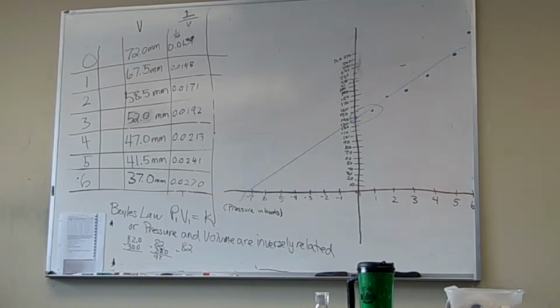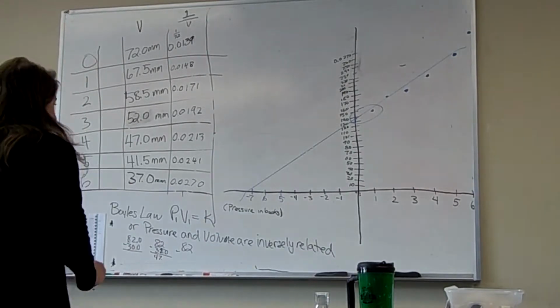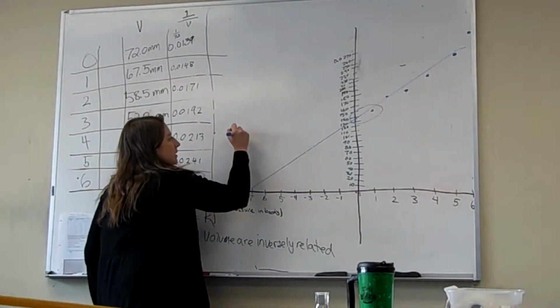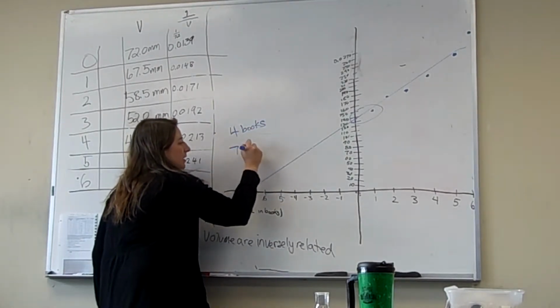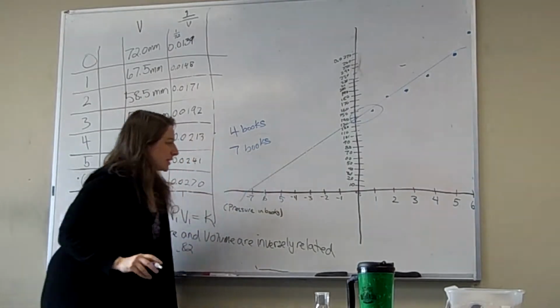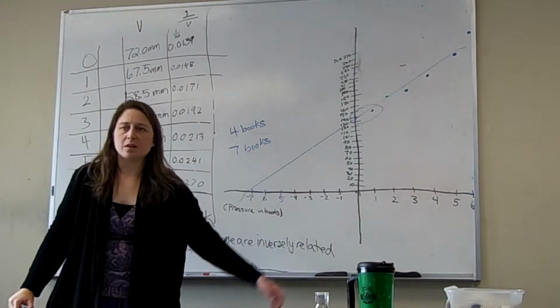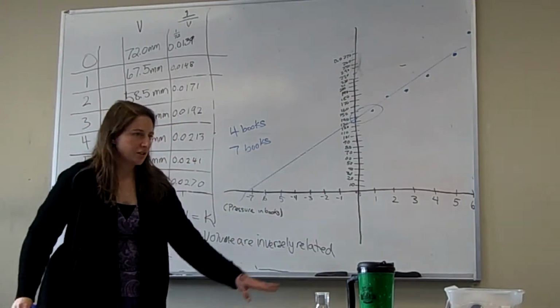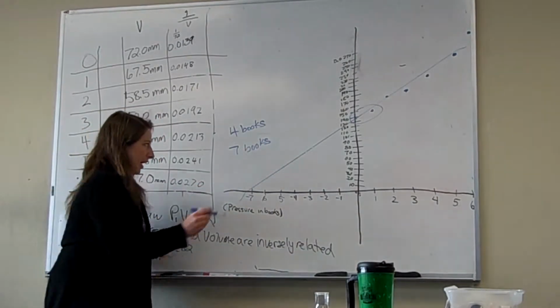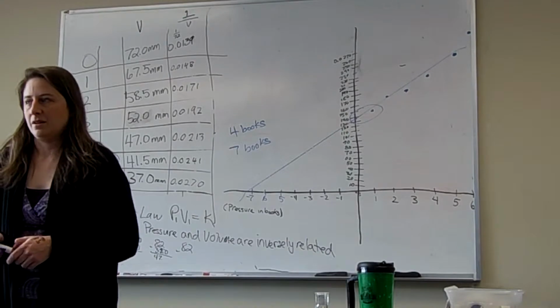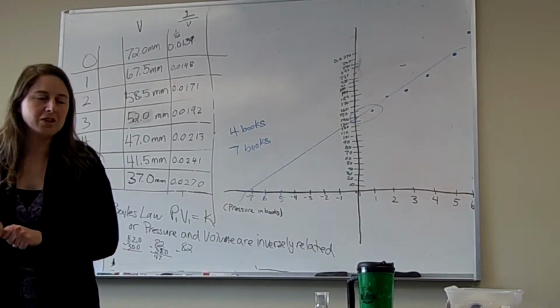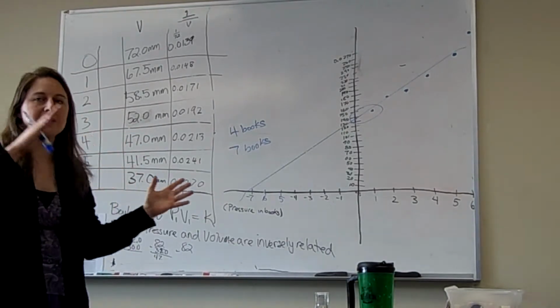All right, so some of you get about 4 books of pressure for atmospheric pressure, depending on how you chose to draw your best fit line. Some of you get around 7 books of pressure. So we have 6 data points, basically, right? Do you feel confident extrapolating out to 5, 6, 7 books beyond your data? No, we're approaching extrapolating about 100%.